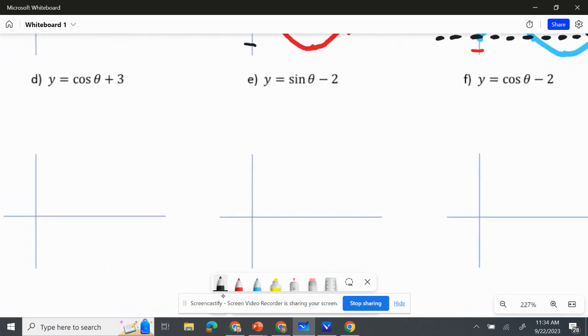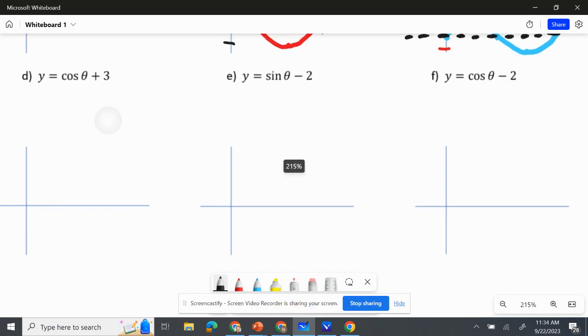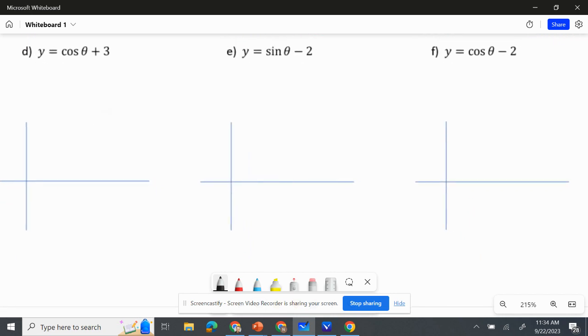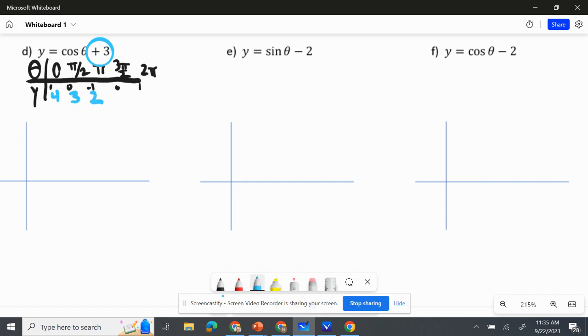Now, pause the video and try these next 3 on your own and see how you do. For letter D, we have our normal values, 0, pi halves, pi, 3 pi over 2, and 2 pi. And our normal cosine values, remember, are 1, 0, -1, 0, and 1. So what we're doing here is adding 3 to each of those values. 1 plus 3 is 4, 0 plus 3 is 3, -1 plus 3 is 2, back to 3, and 4.